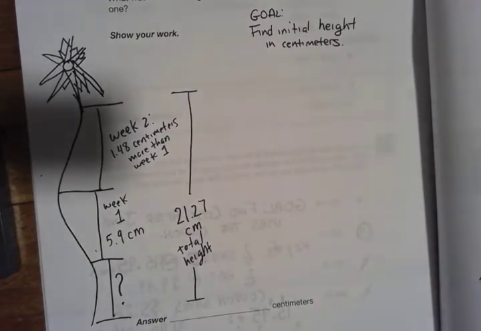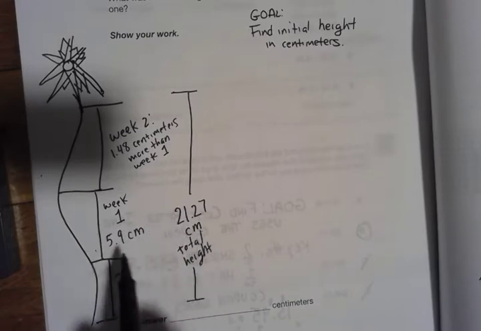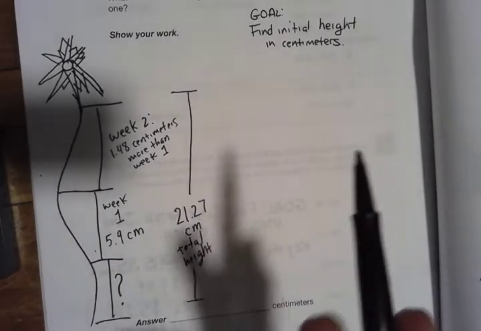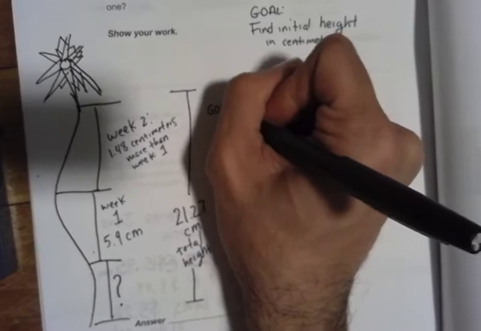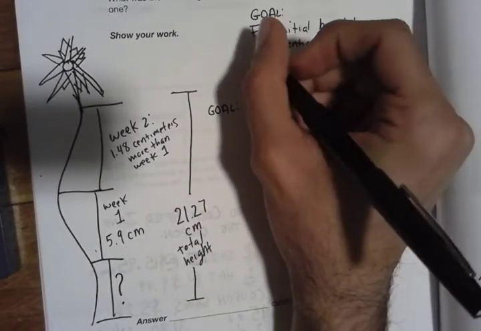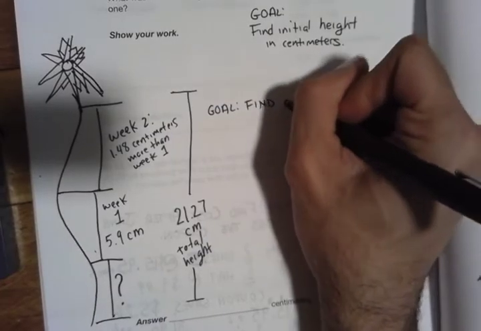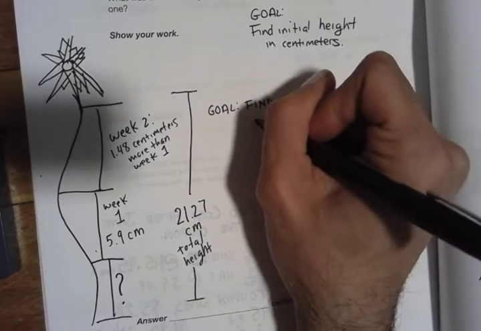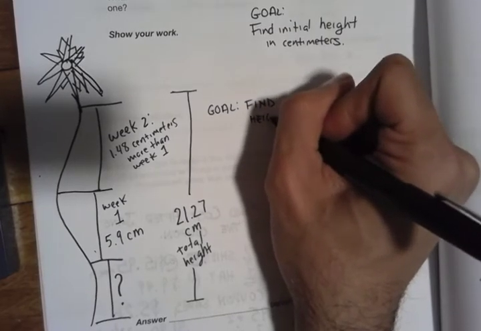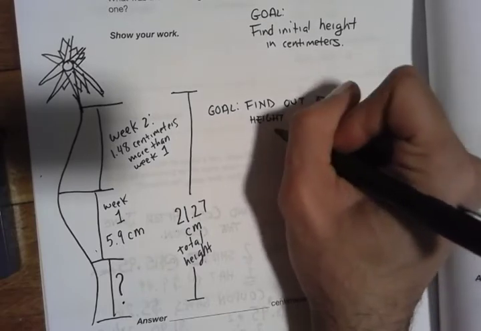So what should be our first step? Well, we already know how much it grew in week 1, 5.9 centimeters. Do we know how much it grew in week 2? No, it tells us 1.48 centimeters more than week 1, but we don't know exactly how much during week 2. So let's find out the exact height growth for week 2.